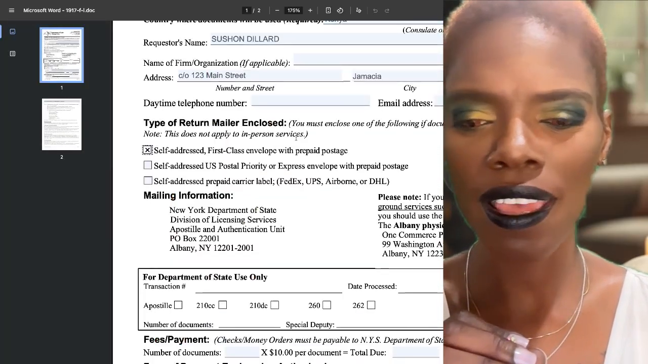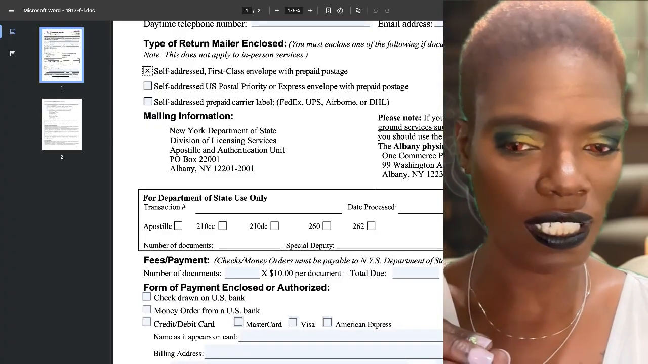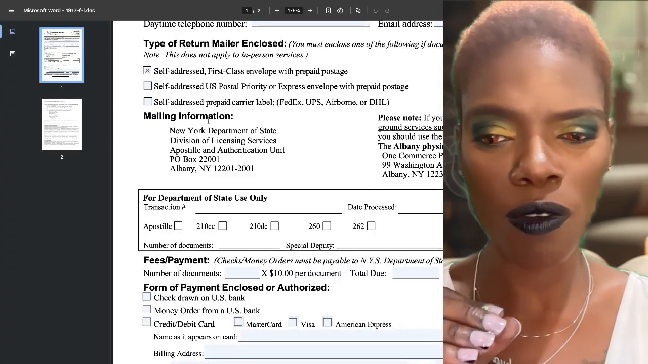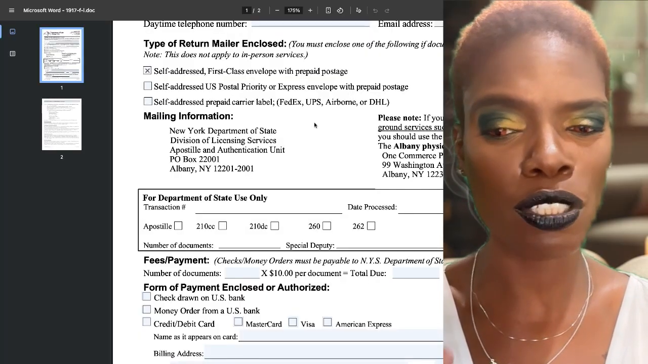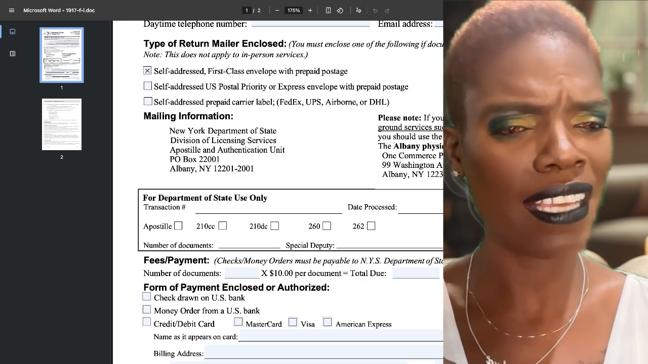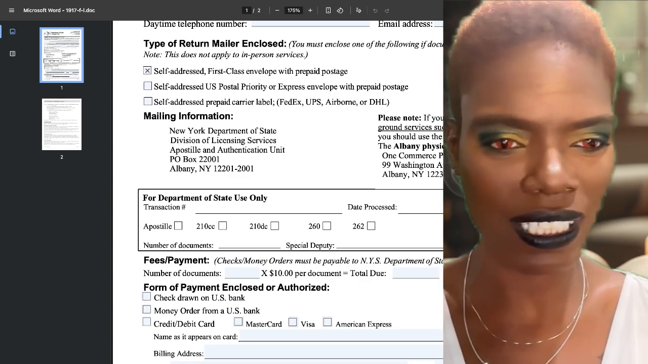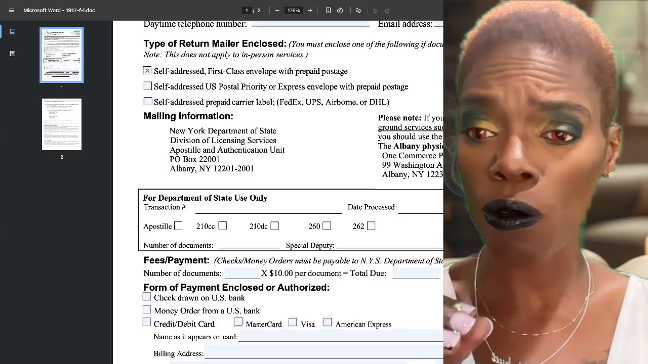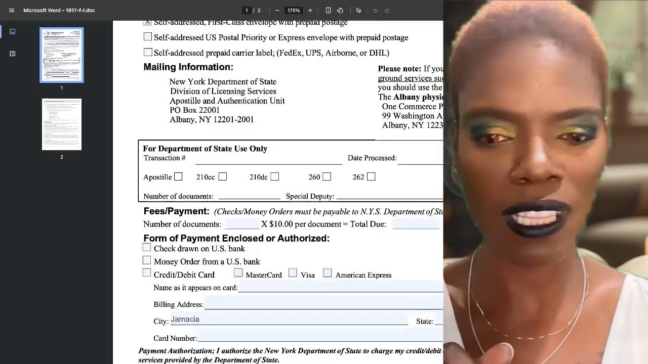Okay, after that, as you can see, you got mailing information. You got two different addresses. One is for when you're mailing your information, that's on the left-hand side. That is the P.O. Box 22001. However, if you're going to utilize the express mail, the next day mail, as you can see, they got a completely different address. So two addresses for two different methods, okay? Don't get that mixed up.